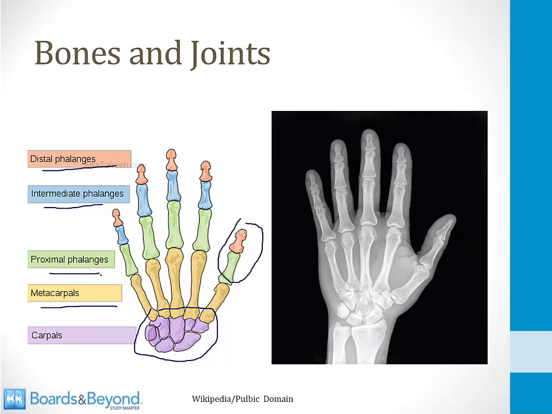The joint between the metacarpals and the proximal phalanges is called the MCP joint for metacarpophalangeal joint. You then have the first of the interphalangeal joints, which is called the PIP. P stands for proximal interphalangeal joint. And then following that, you have the DIP joint, which is the distal interphalangeal joint.